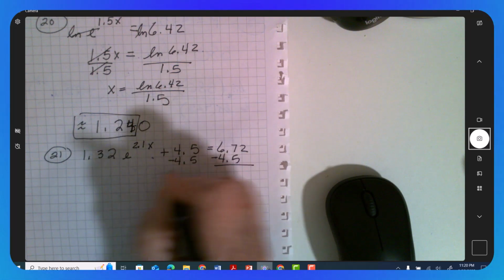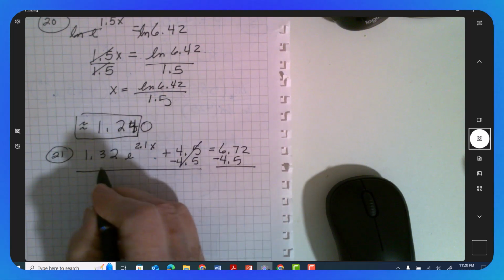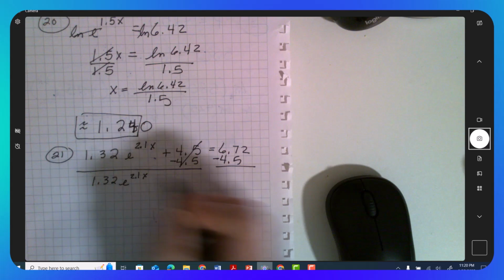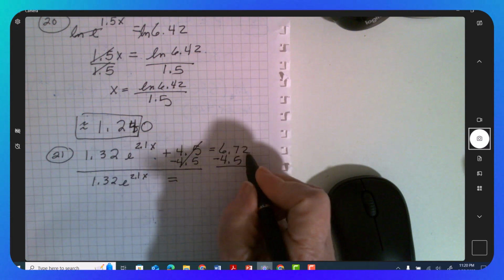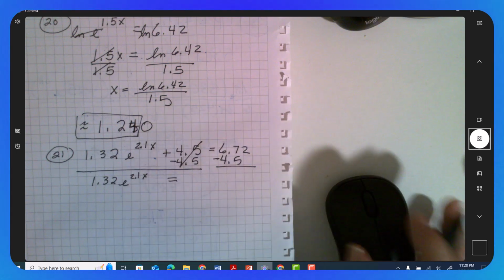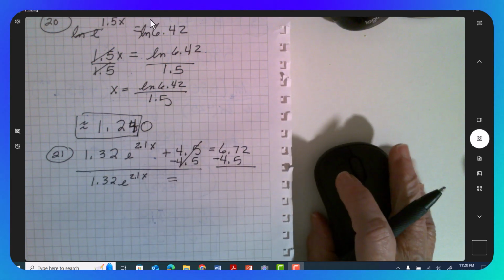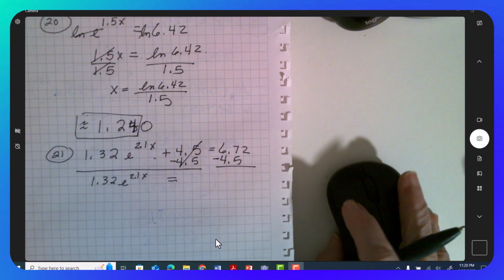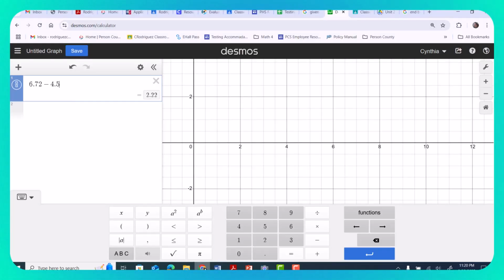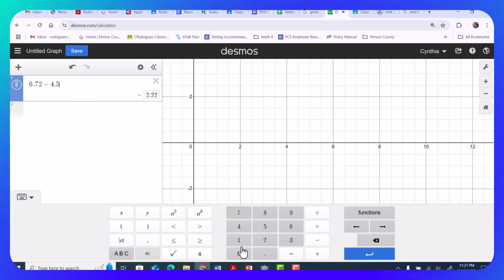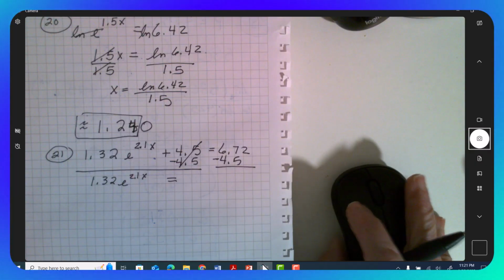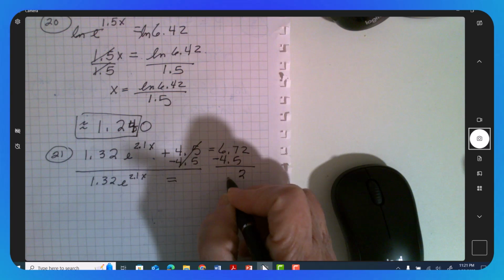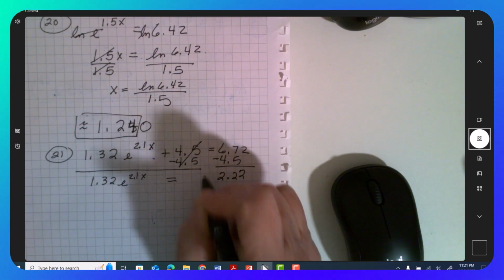So subtract. This is going to become 0. Bring down the 1.32 e to the 2.1 x equals 6.72 minus 4.5. 6.72 minus 4.5 is 2.22.